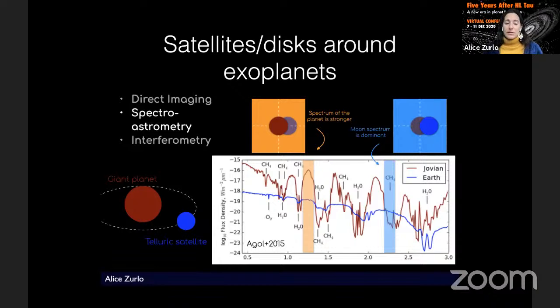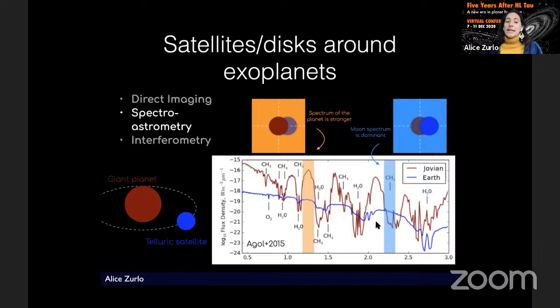So what we expect, if there is the presence of a moon or of a satellite, is that we have a tiny shift in the channels of the IFS of the center of the light. So the center of the light will be, as you can see here, centered at the location of the planet in all the wavelengths where the planet is dominant, so the spectrum of the planet is stronger. But in all the wavelengths and channels where the moon spectrum is dominant, you expect a tiny shift of the center of the light of the system. So this is an example where the central planet is Jovian type, and the moon has a spectrum very similar to that of the Earth.